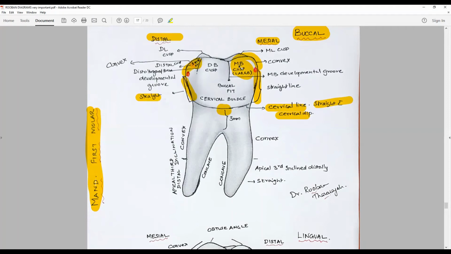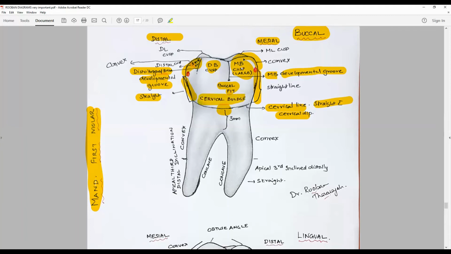These three cusps are divided into their entity by two developmental grooves, namely the mesiobuccal developmental groove that ends in a buccal pit, and the distobuccal developmental groove that divides the distal cusp from the distobuccal cusp. So straight, convex, three cusps, convex, straight. Distinguished by two grooves, the mesiobuccal developmental groove and the distobuccal developmental groove. The mesiobuccal developmental groove often ends in a buccal pit. Then near the cervical ridge we have a prominent cervical bulge.